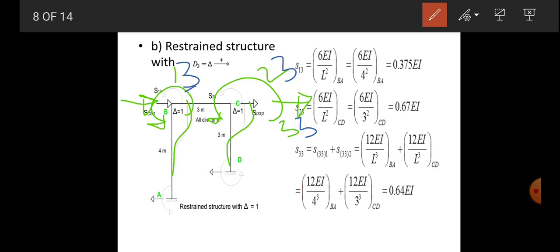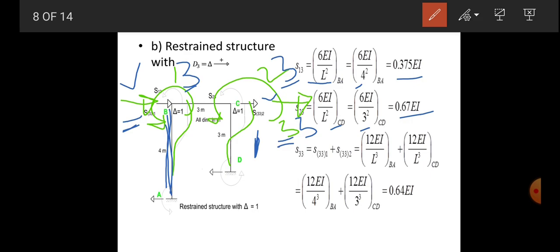At 1, 3, there is a moment, and that value will be 6 EI by L square. Okay, so putting the value, and that column end is rotating, so length of column is 4, moment of inertia is I, it becomes 0.375 EI. And for 2, 3, at coordinate 2, due to the unit translation in coordinate 3, again the end moment will generate, that is 6 EI by L square, that is for this column CD, length is 3, we have 0.67 EI.